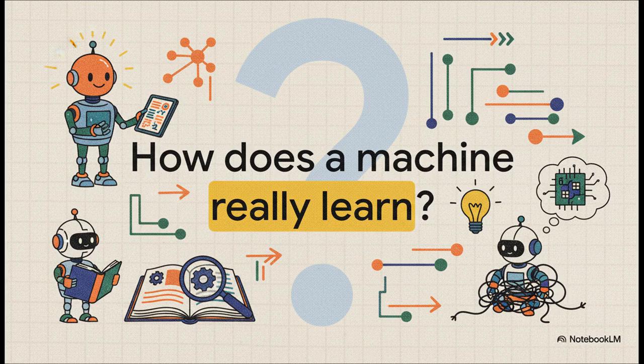The answer isn't just one thing. It's a whole toolkit of brilliant strategies. Think about how we learn. Sometimes you have a teacher walking you through things, sometimes you're just exploring on your own, and sometimes you learn by good old-fashioned trial and error. Well, it turns out machines kind of do the same thing, with different methods for different jobs.